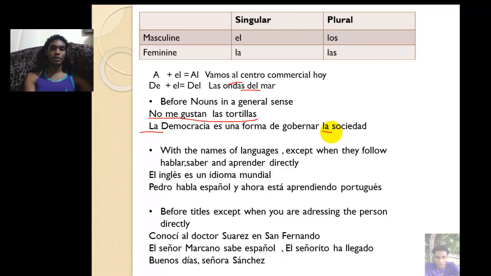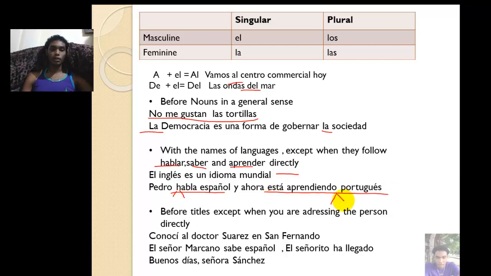These articles are used with the names of languages except when they follow hablar, saber, and aprender directly. Okay, so the first one, el inglés es un idioma mundial. English is a world language, right? Pedro habla español y ahora está aprendiendo portugués. Habla español, está aprendiendo portugués. Okay, so note that we don't put the articles before these languages.